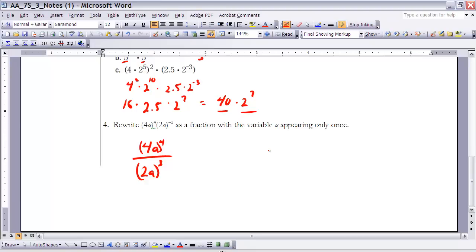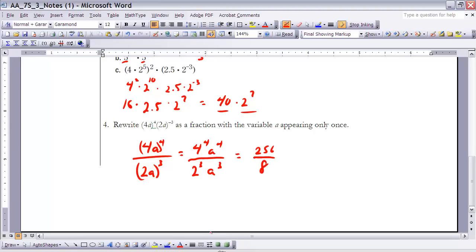So the next thing I'm going to do is distribute the exponents through the parentheses to each of those, both to 4 and a and also to 2 and a. So if I do that, I have on top 4 to the 4th, a to the 4th, and on bottom 2 to the 3rd, a to the 3rd. Okay. Now I'm going to simplify my numbers and my variables next.